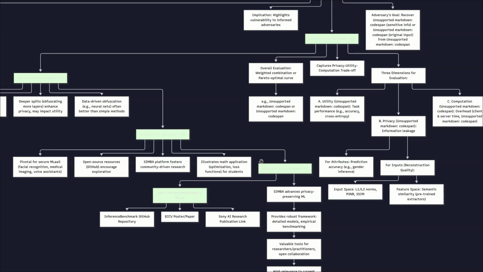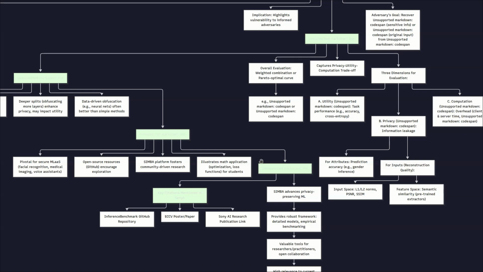For the evaluation metrics, the paper uses 3 metrics to assess performance: utility, privacy, and computation. I'll be providing the actual formulas and how they are derived in the description below. The overall evaluation combines these metrics to find the best trade-off. This creates a Pareto optimal curve showing possible balances between privacy, utility, and computation.